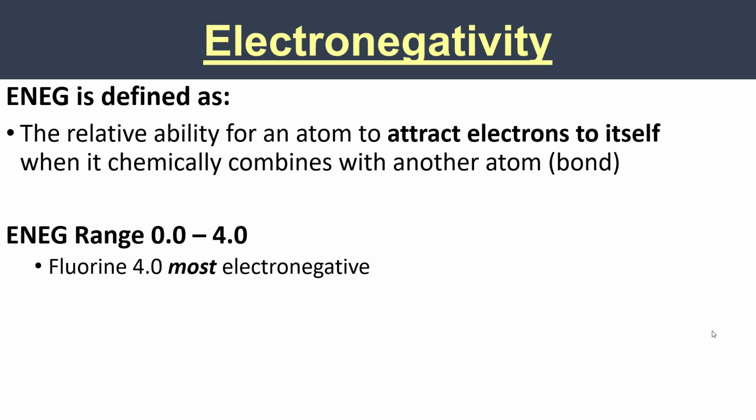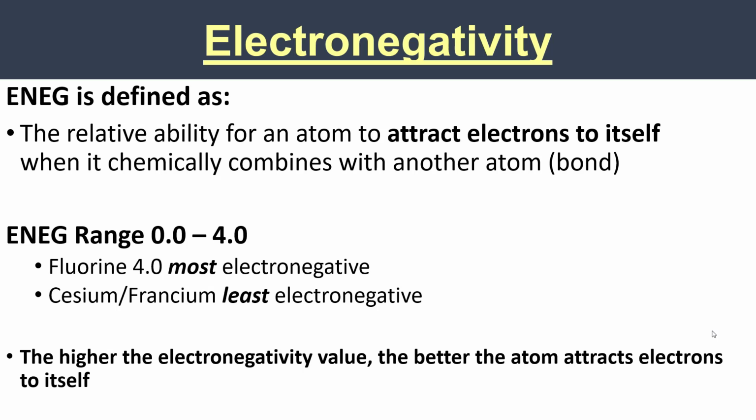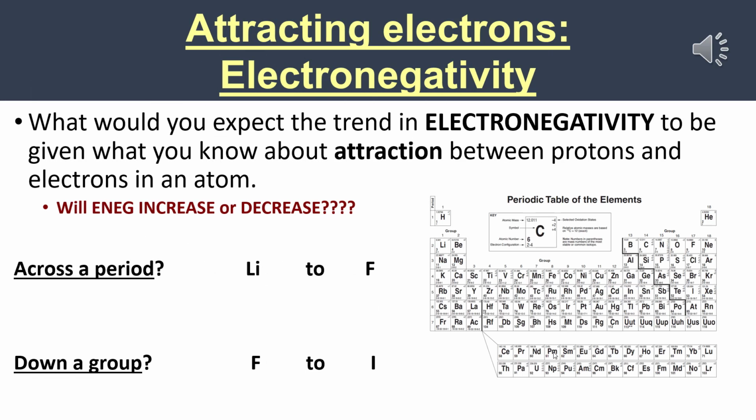Electronegativity works on a 0 to 4.0 scale, with fluorine being the most electronegative element, clocking in at 4.0. Cesium and francium are the least electronegative elements, and you would think they might have a value of 0.0, but they actually don't. They are less than 1, somewhere in the 0.7, 0.8 range. Basically, the higher the electronegativity value, the greater the tendency for an atom to attract electrons. All right, let's play the game for the last time.